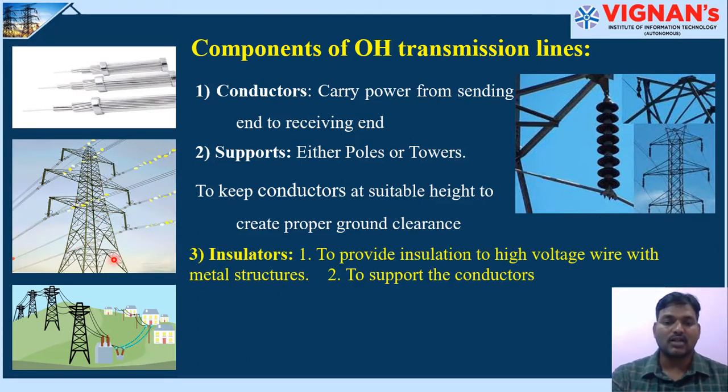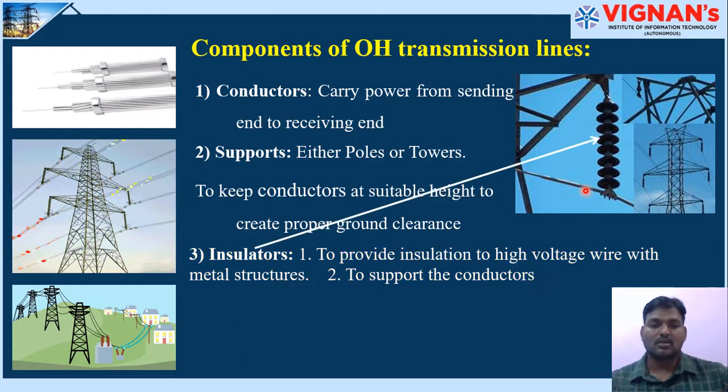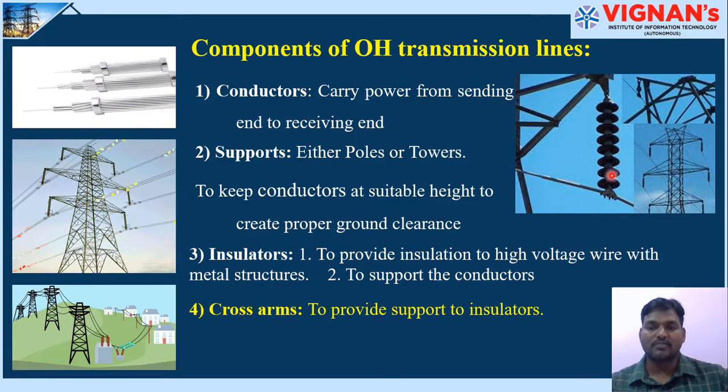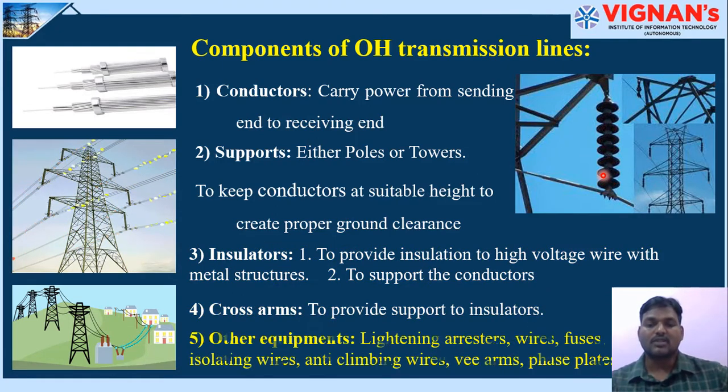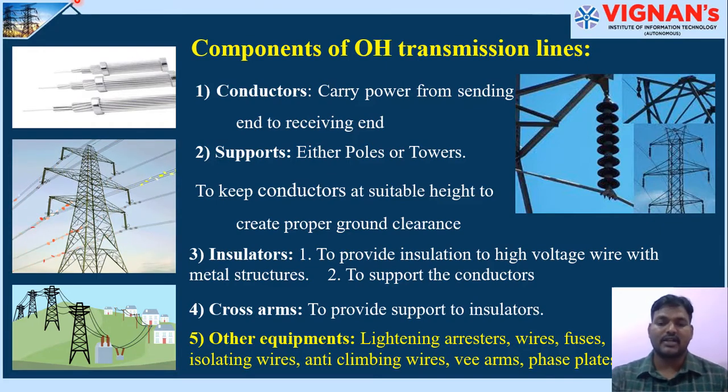You can see that there are some insulators here which are used to provide insulation to the high voltage winding from the metal structure. They also act as a support to these conductors. You can see them in this figure. These are the insulators. Cross arms are used to provide support to the insulators. Other equipment such as switchgear, lightning arresters, wires, fuses, isolating wires, climbing wires, V-arms are used for the protection of this power transmission line.